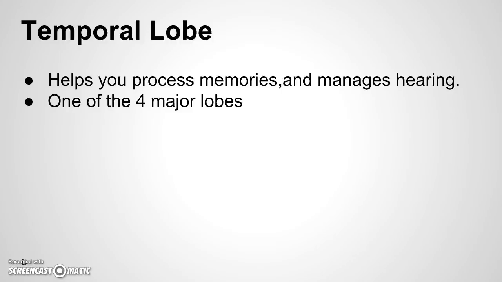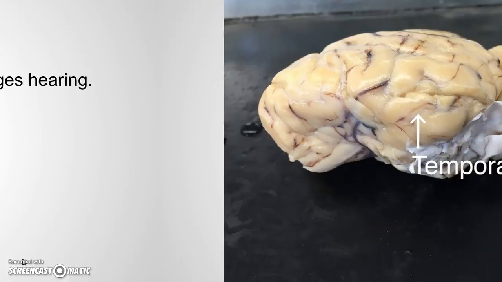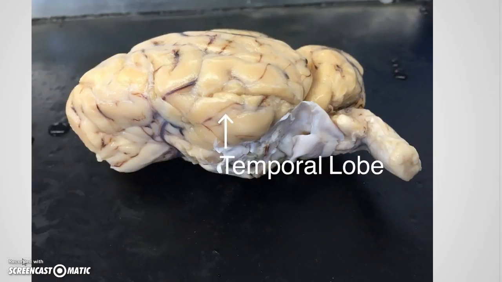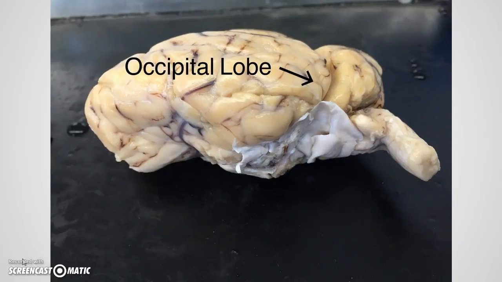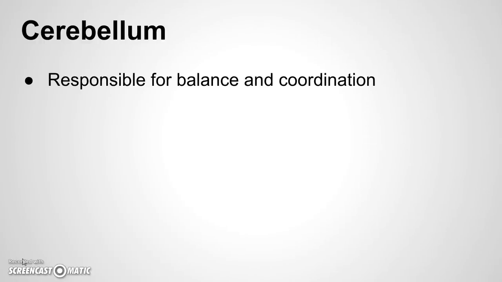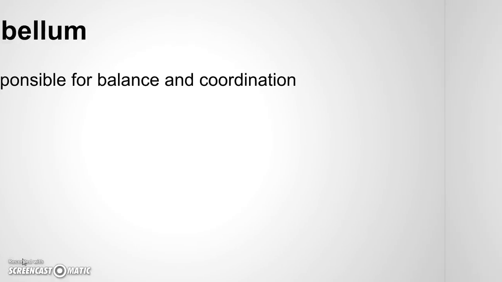The temporal lobe helps you process memories and manages hearing. It is one of the 4 major lobes. The occipital lobe is responsible for helping you see. So the cerebellum is responsible for your balance and coordination.